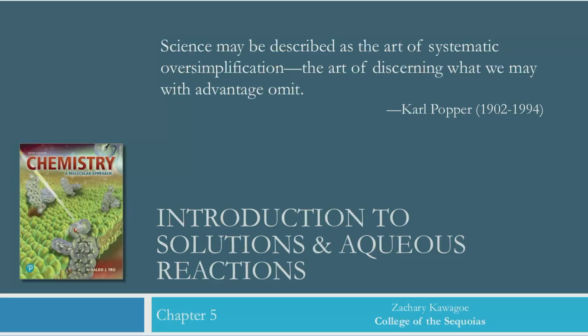Science may be described as the art of systemic oversimplification, the art of discerning what we may, with advantage, omit, which is something that we frequently do in general chemistry. I don't know who Karl Popper is, but I'm sure Wikipedia does.